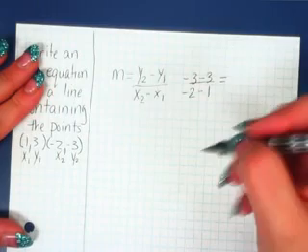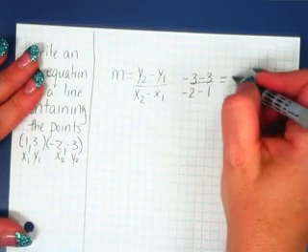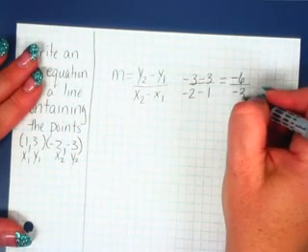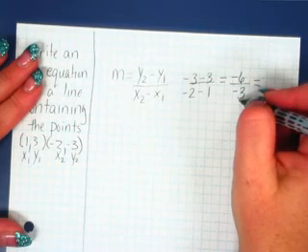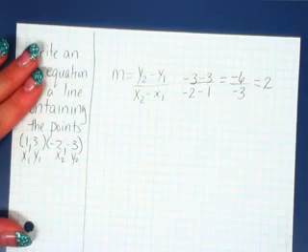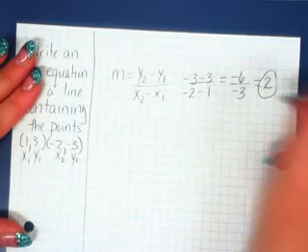They're both negative, you add them together. Negative 3 and negative 3 is negative 6. Negative 2 and negative 1 is negative 3. Negative divided by a negative is a positive. 6 divided by 3 is 2. So now we have a slope of 2.